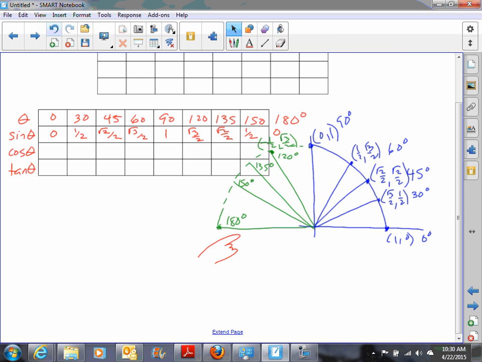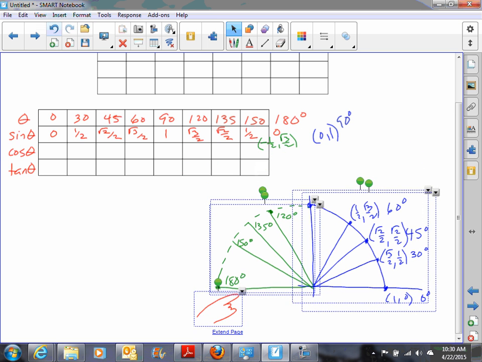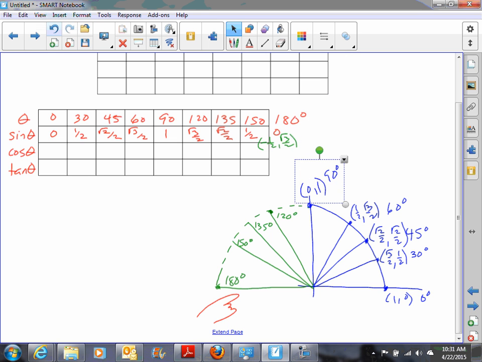0 for 180. Now I'm going to move all of this stuff down a little bit, see if I can get it to move down. There we go, I think I got that.